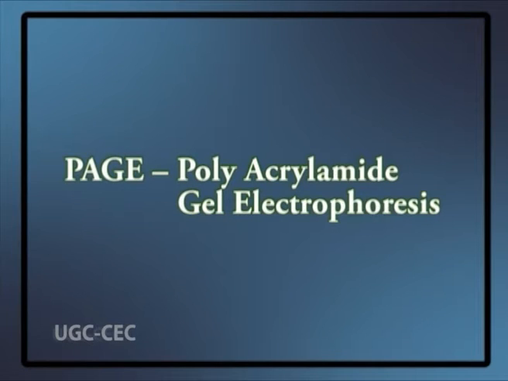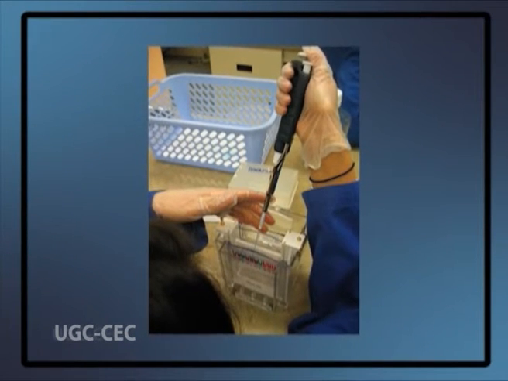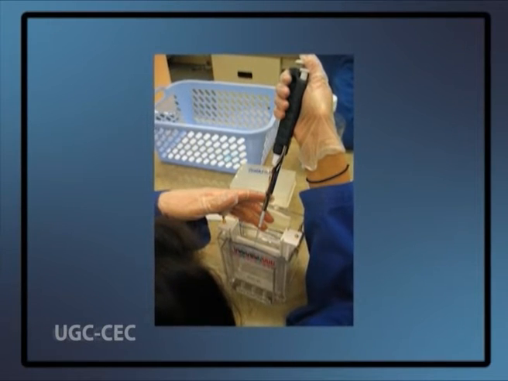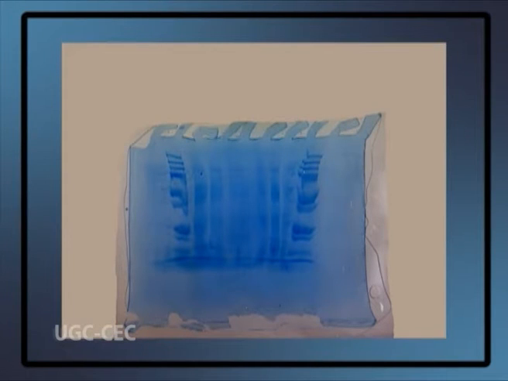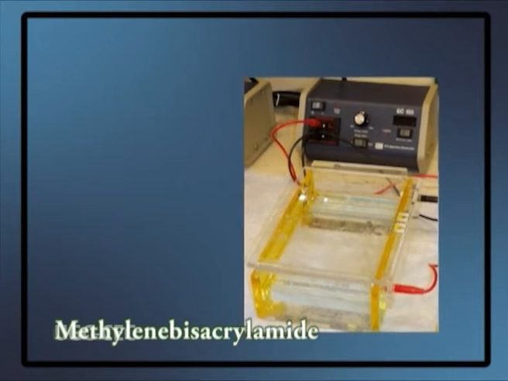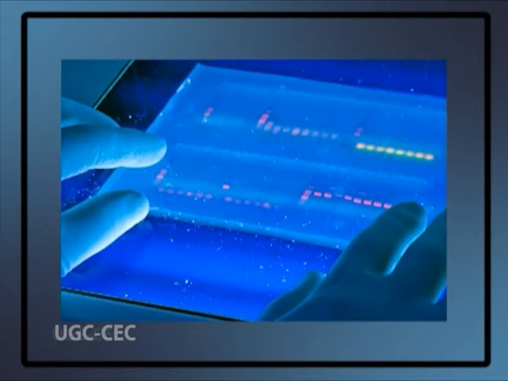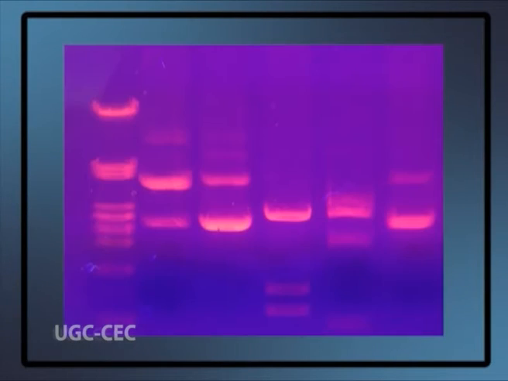PAGE, polyacrylamide gel electrophoresis. PAGE is a type of gel electrophoresis whereby the normal gel is replaced with polyacrylamide gels used as support media. In this method, gels are made by free radical-induced polymerization of acrylamide and N,N-methylene bisacrylamide. It is the most widely used technique of electrophoresis. In this method, ethidium bromide, silver or Coomassie blue dye may be used for visualization of molecules in the gel after the completion of electrophoresis.